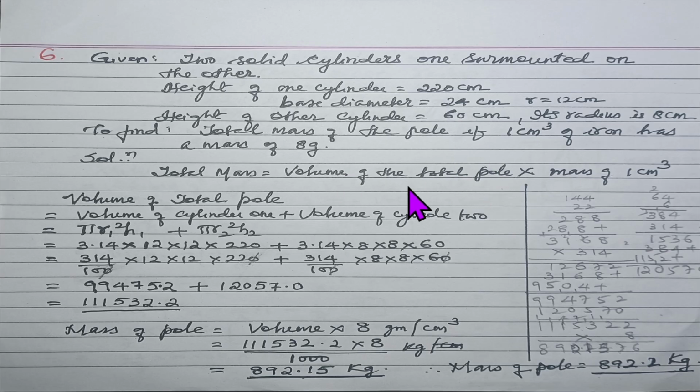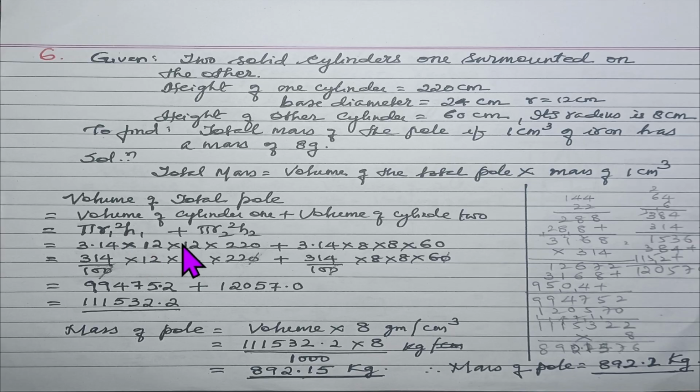When we multiply the volume of the pole by the mass of 1 centimeter cube of that material, we get the total mass. Now that means we have to find the volume of the total pole, and to find the volume of the total pole we have to add the volumes of the bottom cylinder and the top cylinder. In both cases the formula is the same, that is pi r square h. So the bottom cylinder volume will be pi r1 square h1, and the top cylinder will be pi r2 square h2, and we know that pi is 3.14.